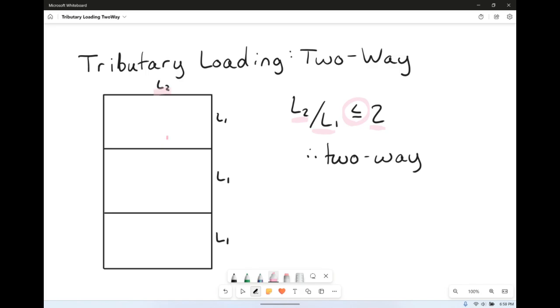So again, L2 is the longer distance of the rectangle or square. L1 is the shorter distance of the rectangle or square. And we are very specifically talking about the one rectangle that happens to be in here. So each of those rectangles is a different rectangle. So we're talking the L2 to L1 ratio for that particular rectangle. And that will be a two-way slab.